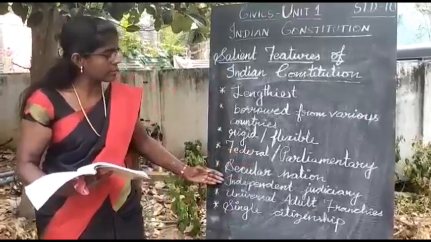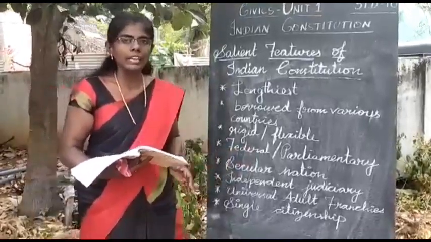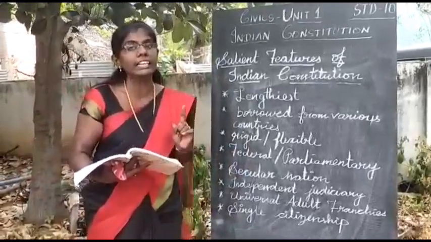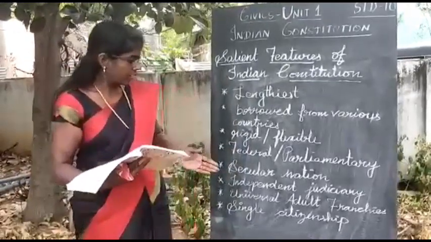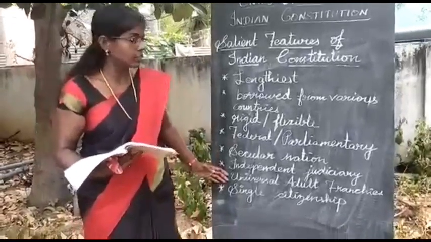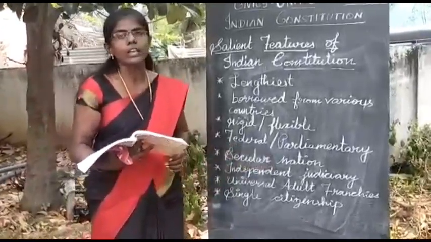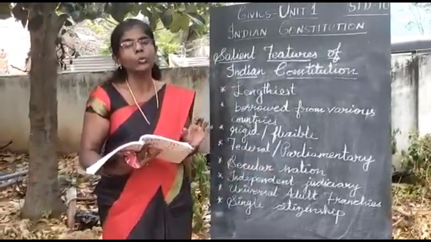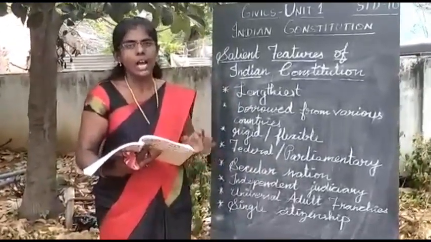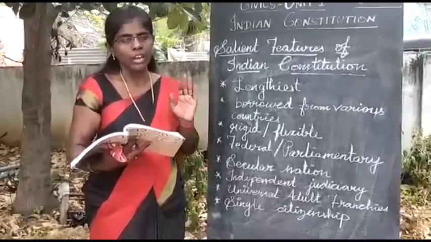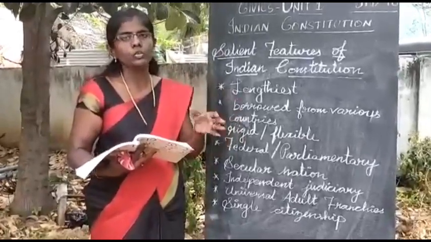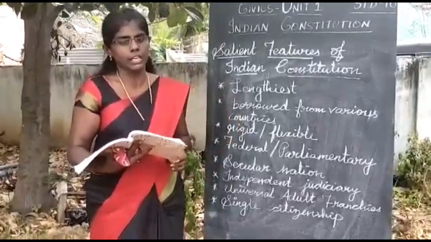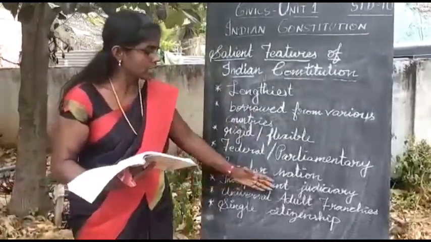The next one is independent judiciary. So in India, all over the nation, we can see the independent judiciary. Next one is universal adult franchise. So what is meant by universal adult franchise? Each citizen of India who attains 18 years and above has the right to vote, and they have the right to select their representative. So that is called universal adult franchise.